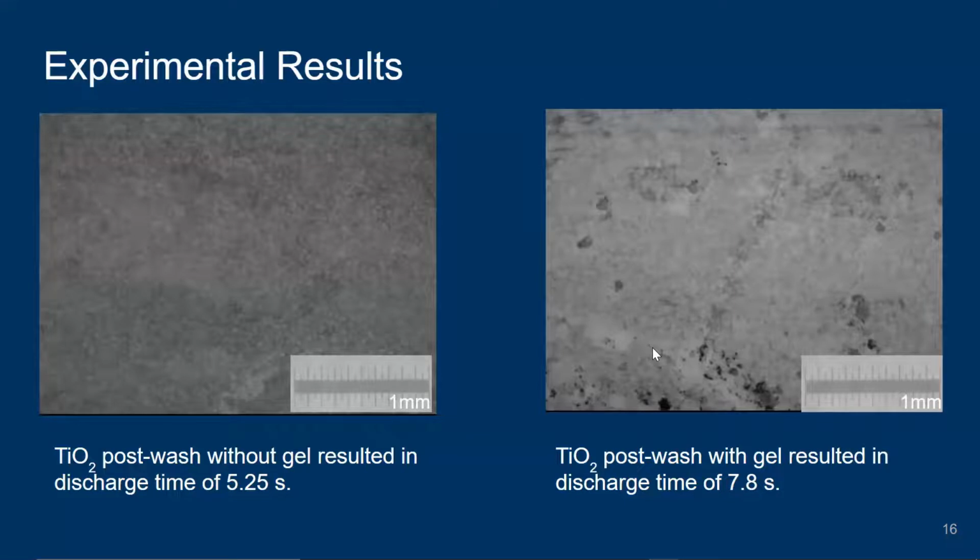Our experiment resulted in these two images. On the left side, we have titanium dioxide post-wash without gel, which resulted in a discharge time of 5.25 seconds. On the right side, we have titanium dioxide post-wash with gel, which resulted in a discharge time of 7.8 seconds. We got these results by comparing a particle from each of the devices and seeing how fast it traveled from inlet to outlet. And again, we got these images from a microscope device.